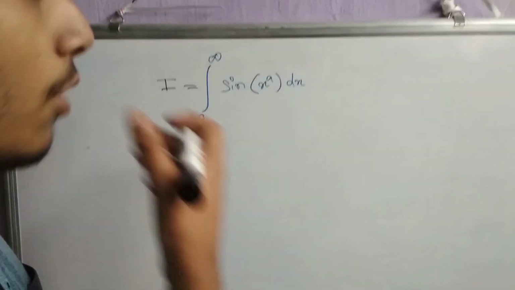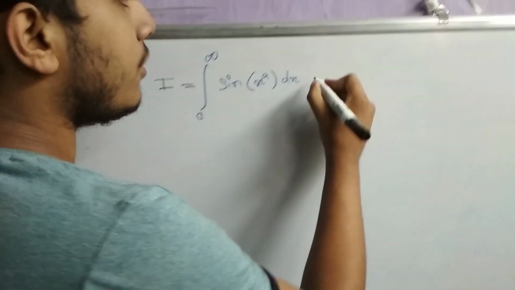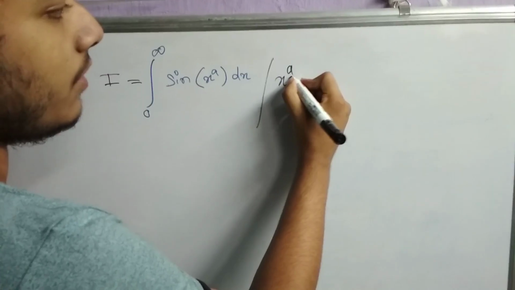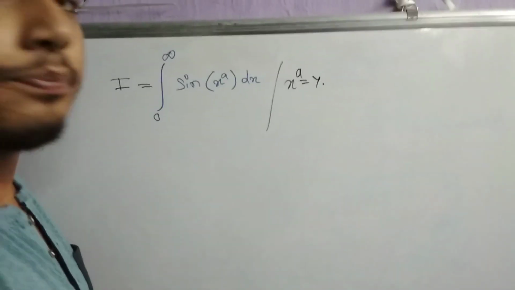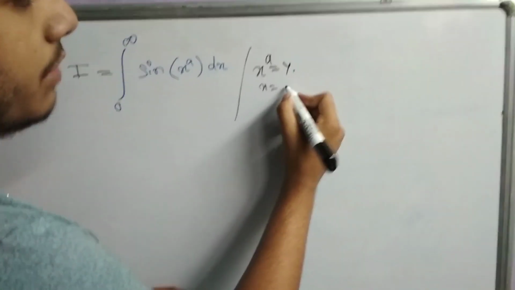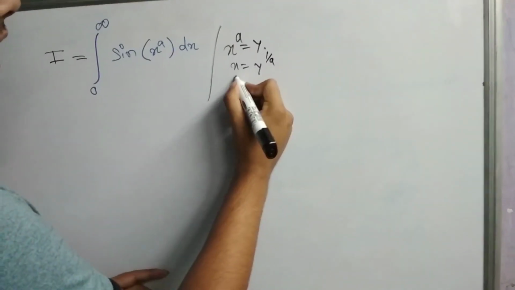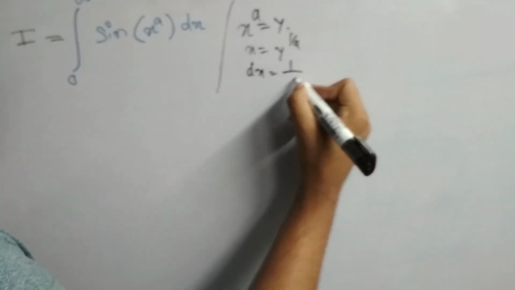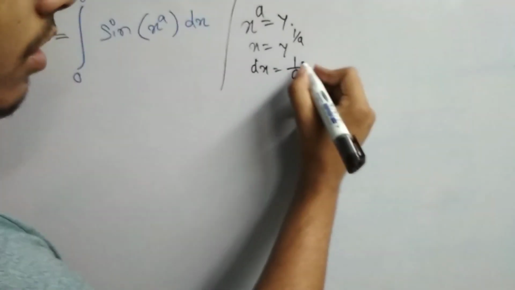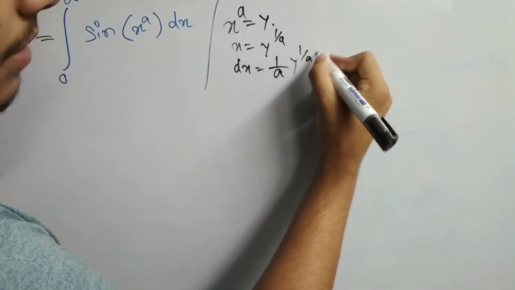Okay, so let's start the problem. In this problem, at first we substitute x to the power a equals y. So that means x equals y to the power 1 upon a, and dx will be 1 upon a y to the power 1 upon a minus 1 dy.